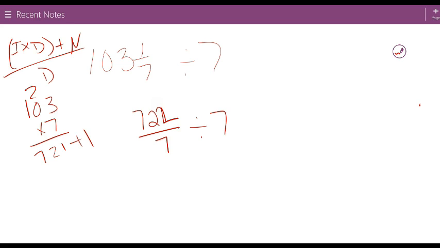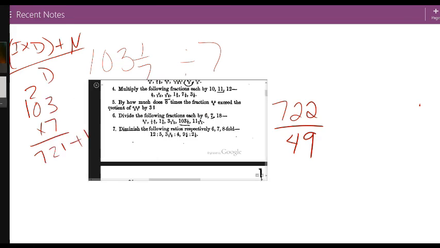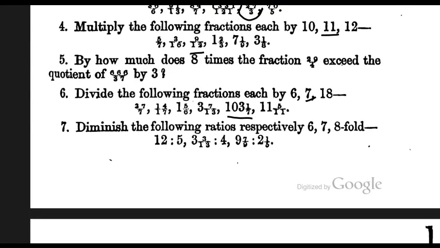So again, I'm just going to call it table 55 because it's in section 55. Okay, so table 55, we're dividing, so we can either divide our numerator or multiply our denominator. I don't want to divide because I'm being lazy, so that is going to be 722 over 49. Let's see, are we done with that? Divide the following fractions. Yes.